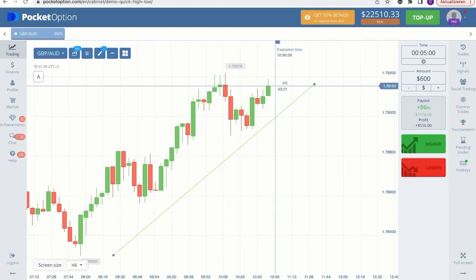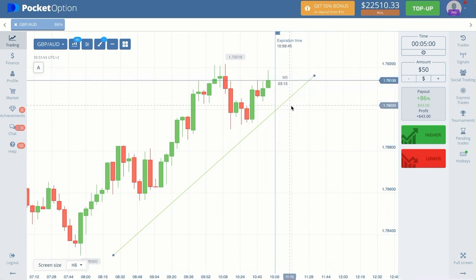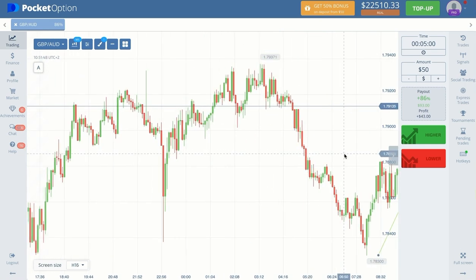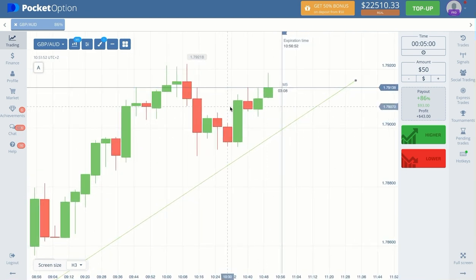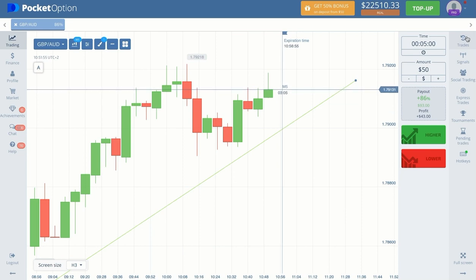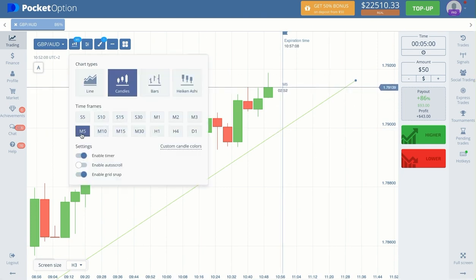Now let's set up the settings. Select your trading amount. Your trading amount should not be more than 10% of your capital. You have to be careful, because if you're trading with too much money, you're risking to lose everything. So trade wisely. Also set the time frame and the expiration time to 5 minutes.